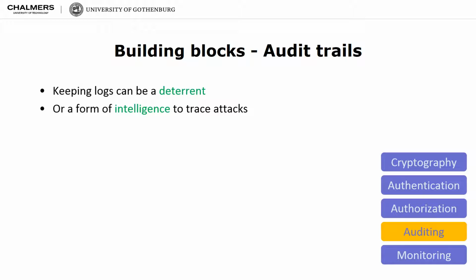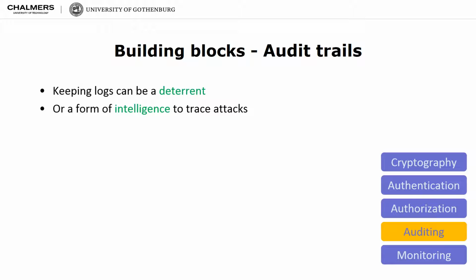Audit trails can be used as a form of deterrent, like to try to avoid users performing malicious actions, or also in a post-hoc way they can be used as a form of intelligence to understand how an attack had been mounted on a system. And this information, of course, is useful then to update the system to avoid future attacks.